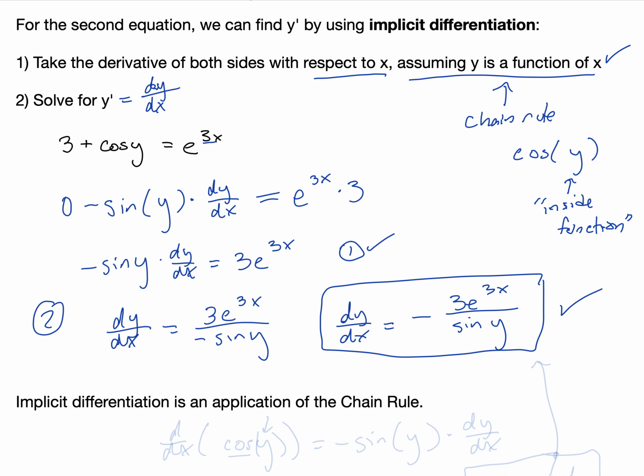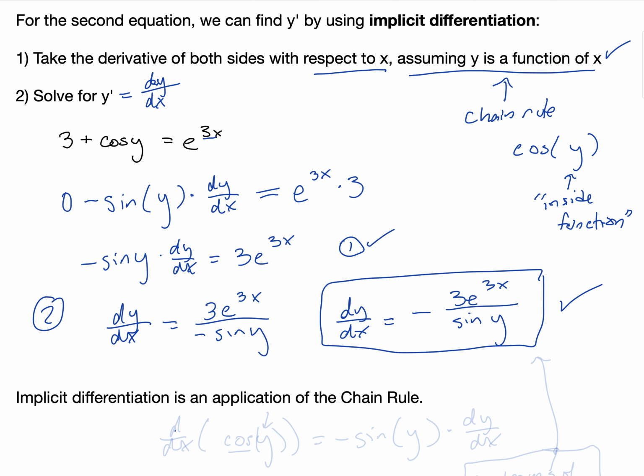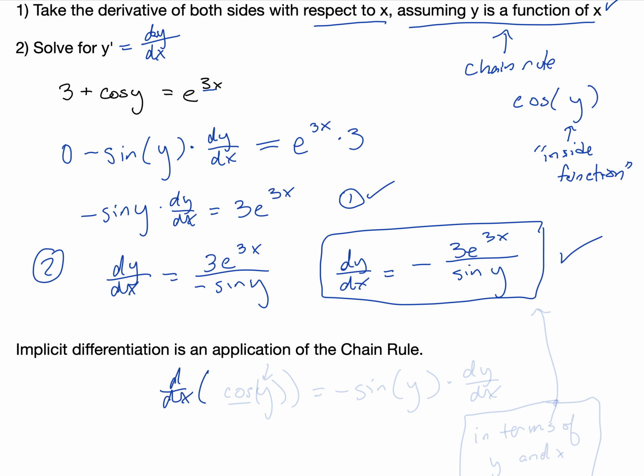This is our solution. As we saw above, implicit differentiation is an application of the chain rule. When we're taking the derivative with respect to x of cosine of y, we're treating y as the inside function and cosine as the outside function. It's the derivative of the outside, negative sine of, leave the inside alone, multiplied by the derivative of the inside, dy dx. When you're doing implicit differentiation, anytime you see a y, you are going to get a dy dx out of that.